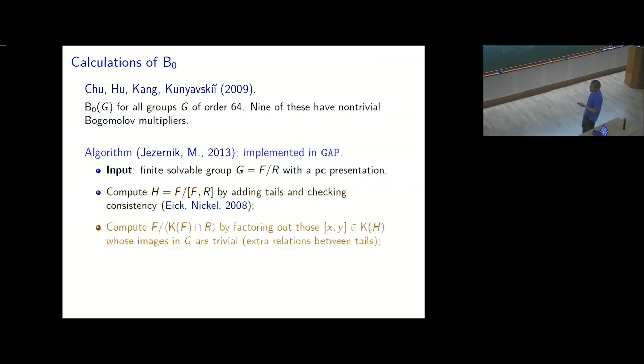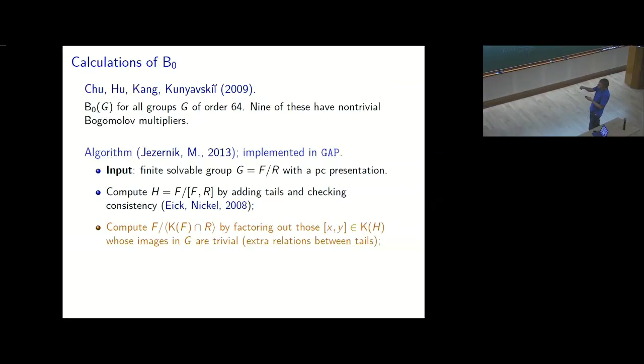And now from this one you can actually compute this one, because now you know the only thing you need to do is look at these commutators in here, which map, well, you have a homomorphism from here to here, right?